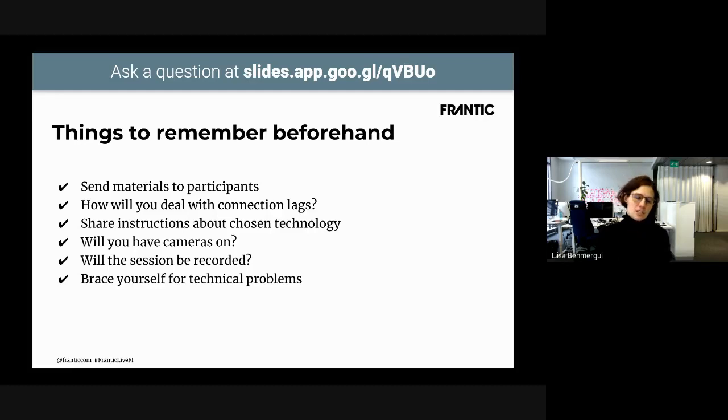Now, do you want people to have cameras on? Will the session be recorded? All these things have to be communicated beforehand. The context is that people are not in their offices, people are at home, people might have their children around. We've all seen that viral BBC video where children are walking in and out. My children do too. So basically, giving everybody a heads up about these things calms them down and makes them knowledgeable.